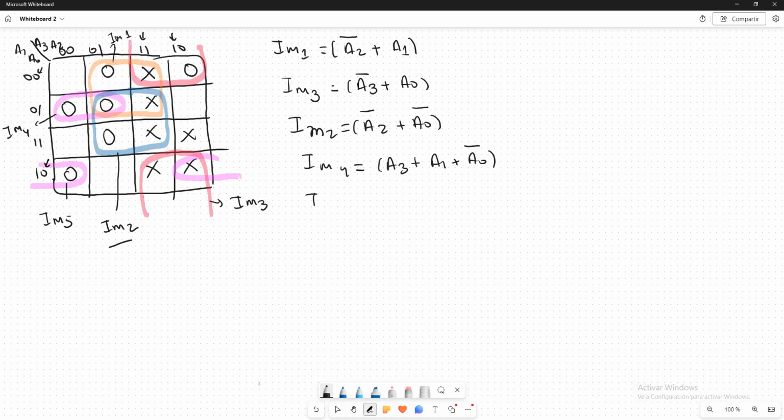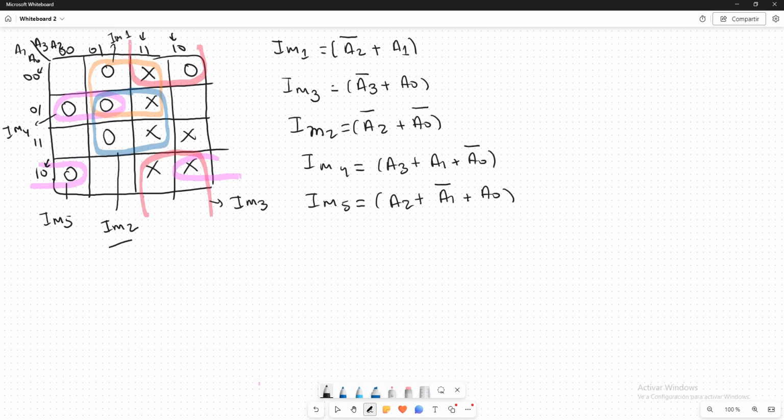And finally, we have implicate 5. Implicate 5, we have a2 plus a1 plus a0. a2 is not negated because it's 0. a1 is 1, so it's negated, and a0 is 0, so it appears non negated. So we have all the sum terms linked to those allowed group of zeros.